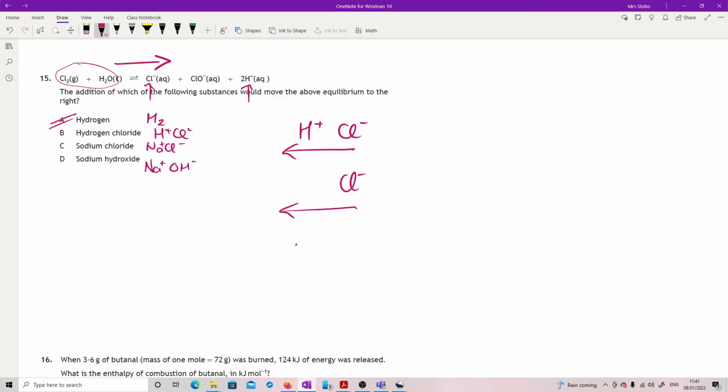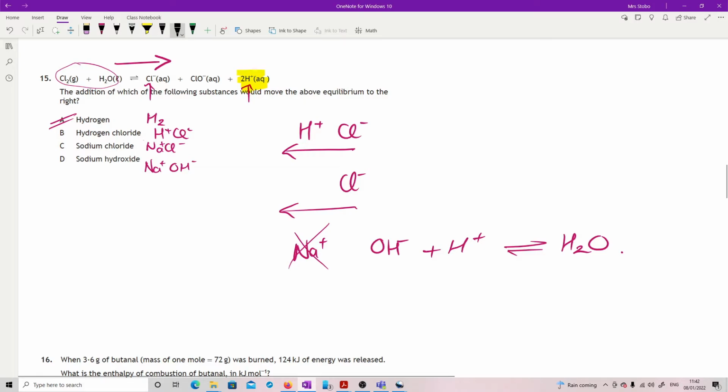Sodium hydroxide, however. Sodium is not in the equilibrium, so it's got nothing to do with it. Hydroxide is not in the equilibrium either, but hydroxide will react with the hydrogen to reform the water equilibrium. So it's removing the hydrogen ions, so this starts to go down. The whole equilibrium is being disrupted, and it will try to move to replace the problem, which is that we've lost some hydrogen ions. So it is going to go this way quite a bit more, and therefore this one is your correct answer.